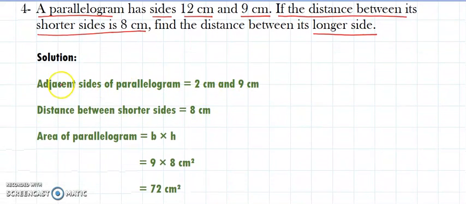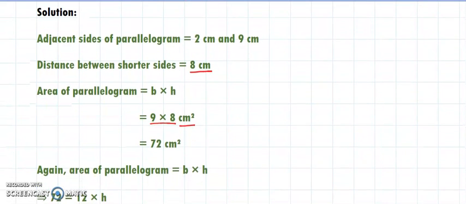So in the solution, let us start. You can see that the adjacent sides are given to us as 12 centimeter and 9 centimeter. The distance between the shorter side is given as 8 centimeter. So the area of the parallelogram, you know, is base into height. So let us multiply the base and height. It is 9 multiplied by 8 centimeter square, and you know that 9 eights are 72.